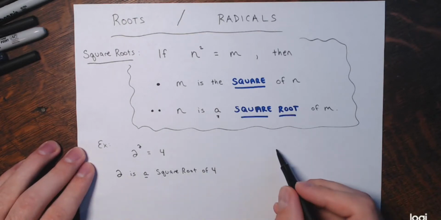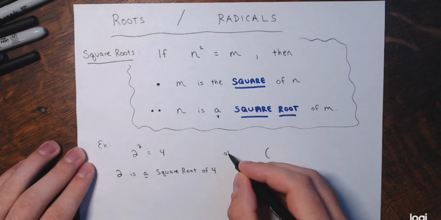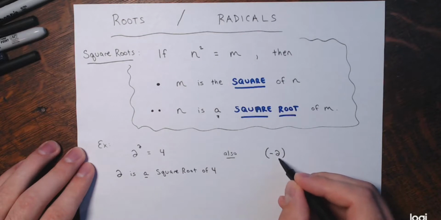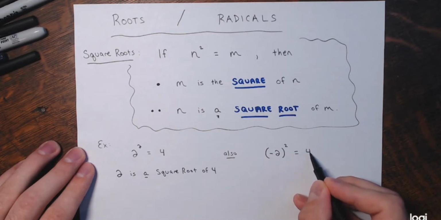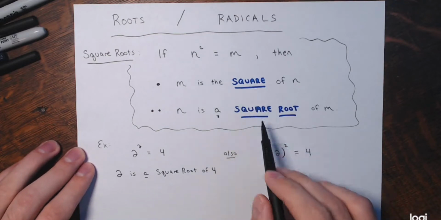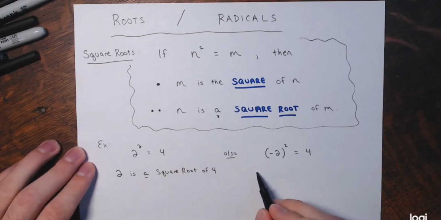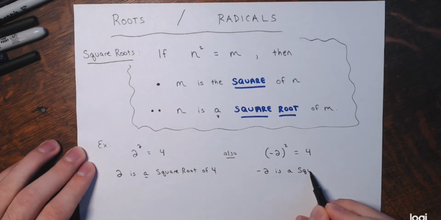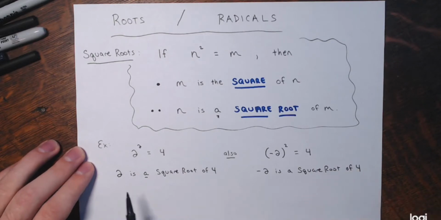You can see that over here. There's another number I can square to get 4. So also, if you take negative 2, in parentheses, and raise it to the second power, negative 2 times negative 2, that would also be positive 4. So again, looking back up here, we would say that 4 is the square of negative 2. But we would also say that negative 2 is a square root of 4. So, again, a square root.